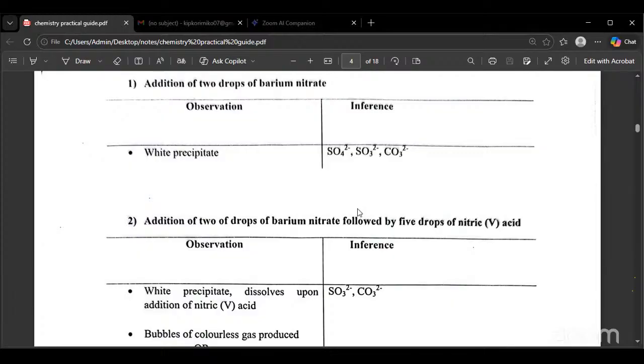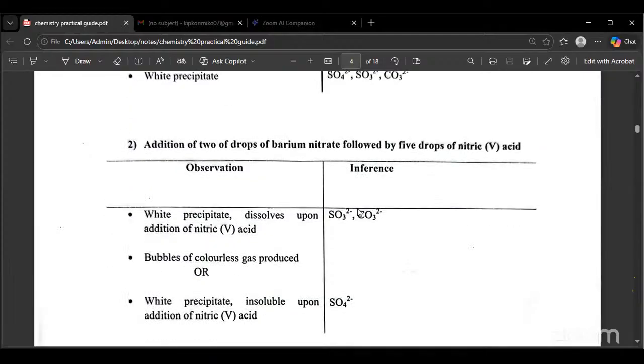When you're teaching the practical session, it's normally very hard. I feel very weird saying all these without actually adding the drops. So bubbles of gas will be produced if the white precipitate is soluble. So it can dissolve on addition, and you say these ones are present.